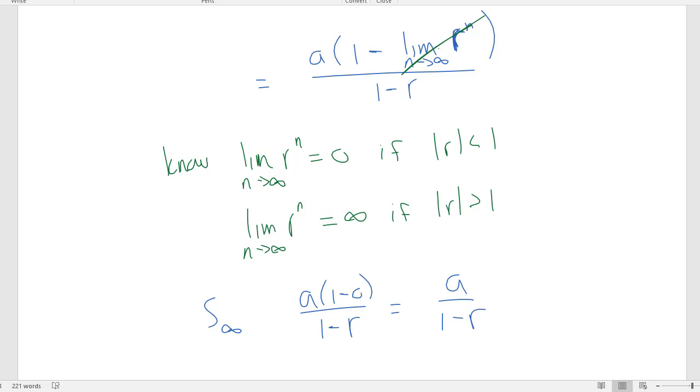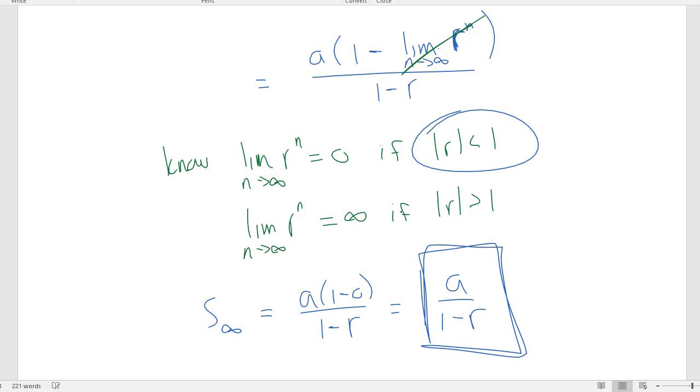So remember, I took the nth partial sum. So I took the sum of the first n terms. I let n go to infinity. So I added infinitely many terms. And I end up getting a over 1 minus r, and that will converge only if the absolute value of r is less than 1.